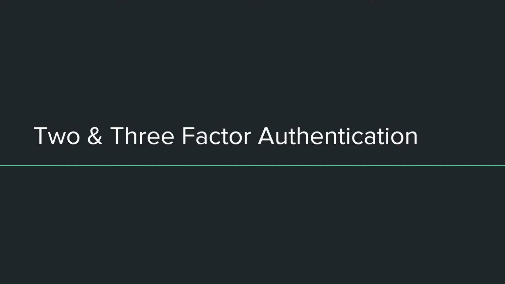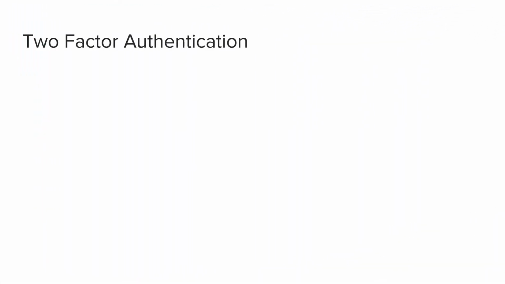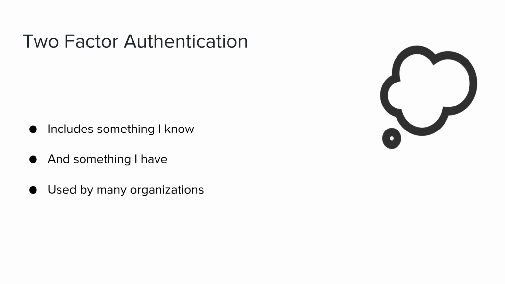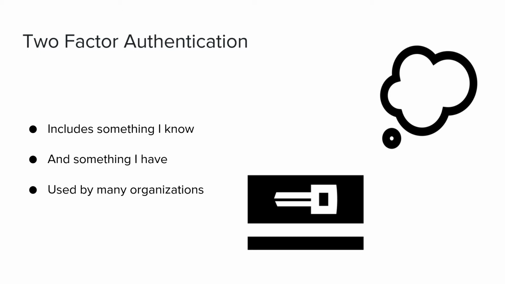2- and 3-factor authentication. Authentication is validating that you are who you say you are. The simplest and least secure factor of authentication is something you know, for example, your password. This is because this information can easily be replicated by hackers.